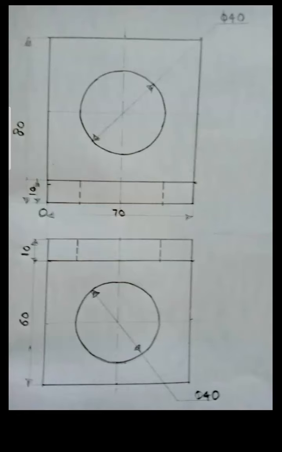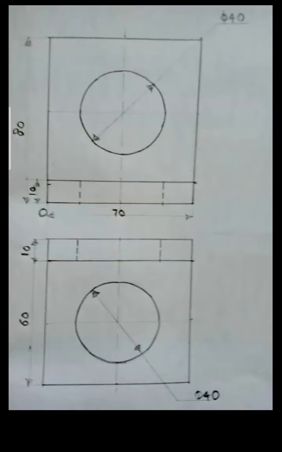So in this case the length of the object is 70 mm that appears in the front view, and the height of the object is 80 mm that appears in the front view. How to find out the width of the object? It will appear in the top view. So the width of the object is 60 mm. So you find out the dimensions here.